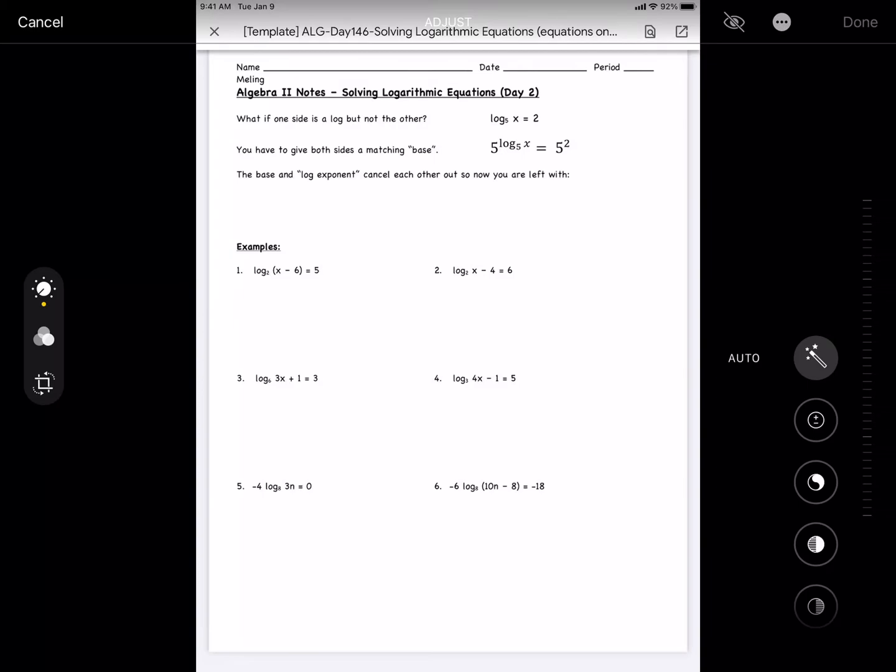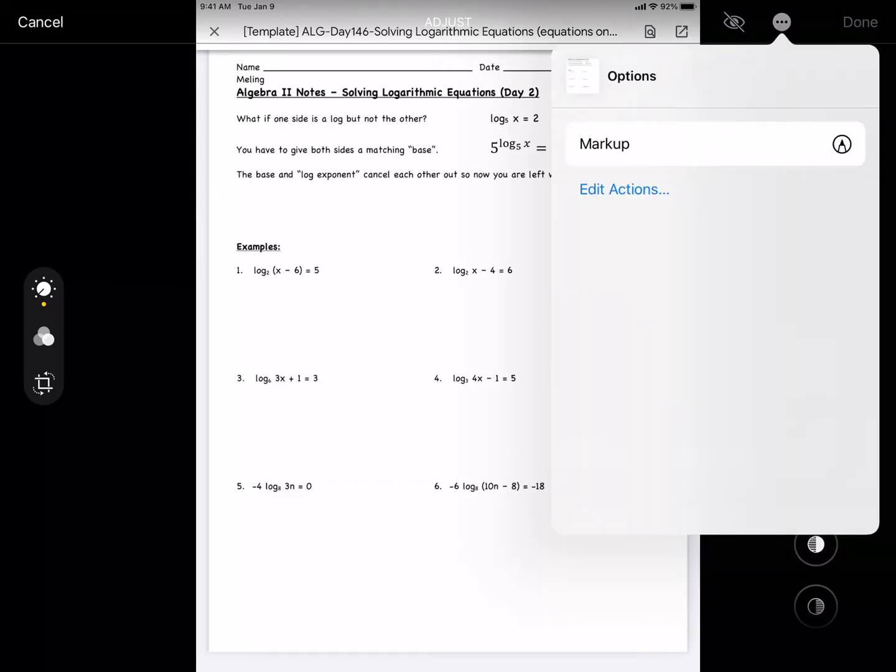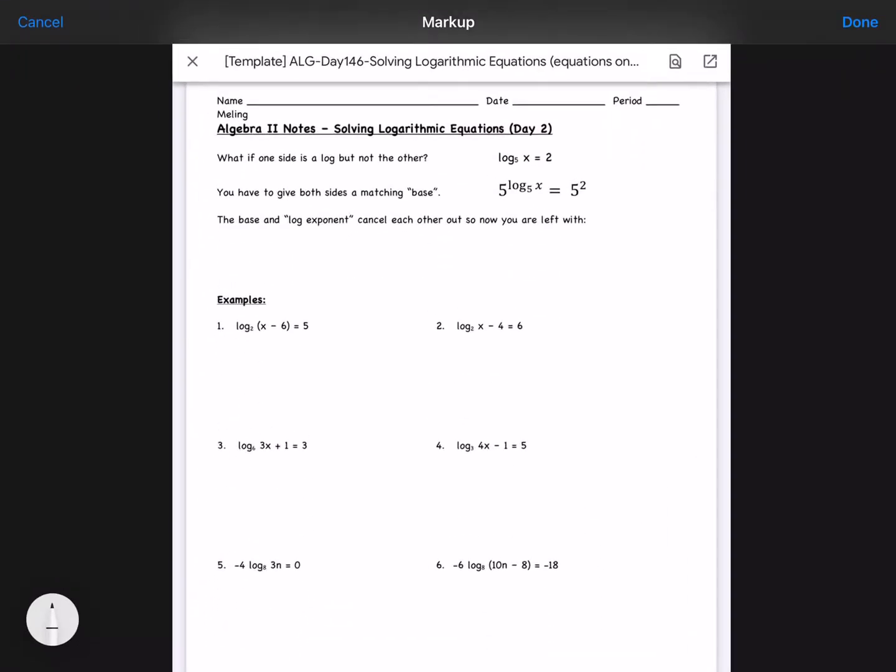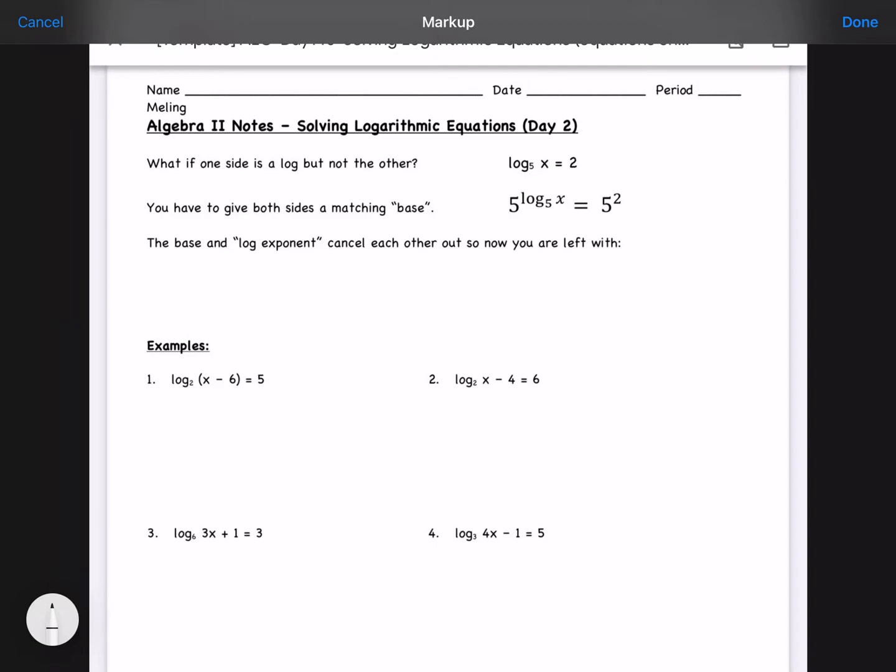Previously, we have solved logarithmic equations where they have the same base. So today we're going to learn how to solve if we have a log on one side but not on the other. So if we look at log base 5 of x equals 2, what we want to do is give both sides a matching base.